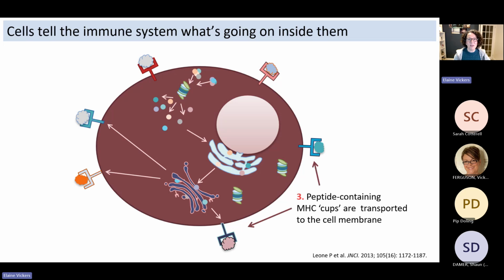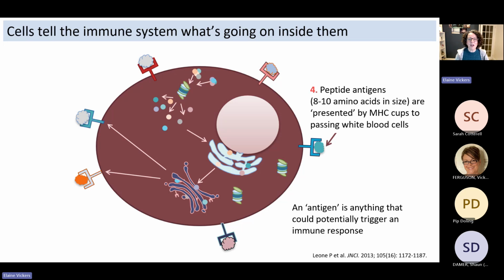The whole point of this is that passing white blood cells have an immediate opportunity to see exactly what is going on inside every cell in your body. White blood cells can't peer inside a cell. What they can do is scan its surface. So every cell on its surface is displaying all these little cups with tiny little fragments taken from every single protein it is making. And in this way, each cell in our body tells our immune system what's going on inside it.